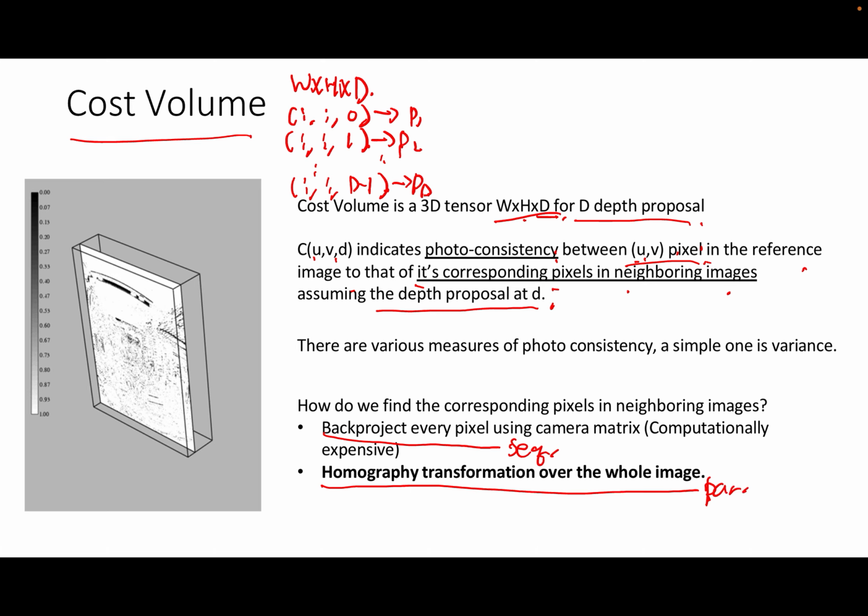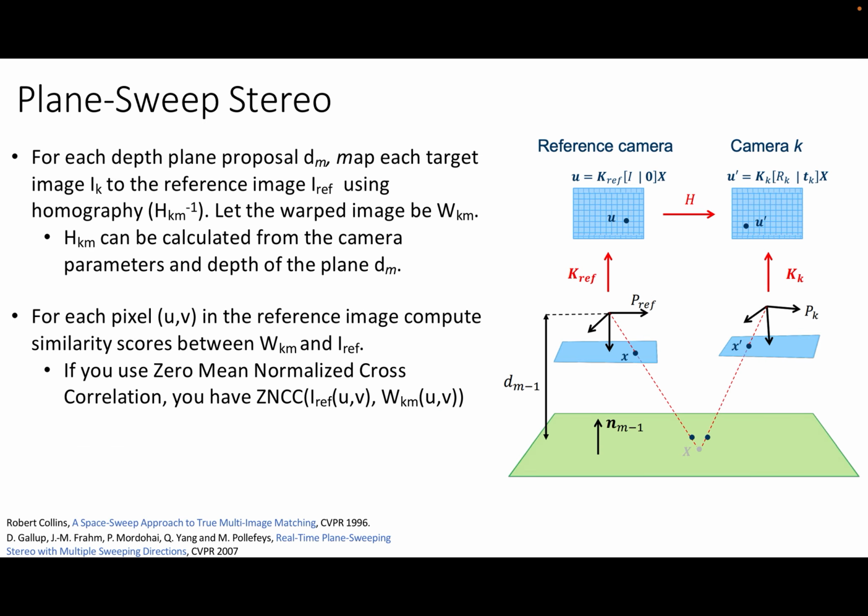So we can try parallel computation to make it faster, which means it's GPU friendly. For each depth plane proposal D_m, map each target image I_k to the reference image I_ref using homography. Let the warped image be W_km, where k is from the target image and m is from the plane proposal. And H_km can be calculated from the camera parameters and the depth of the plane D_m.